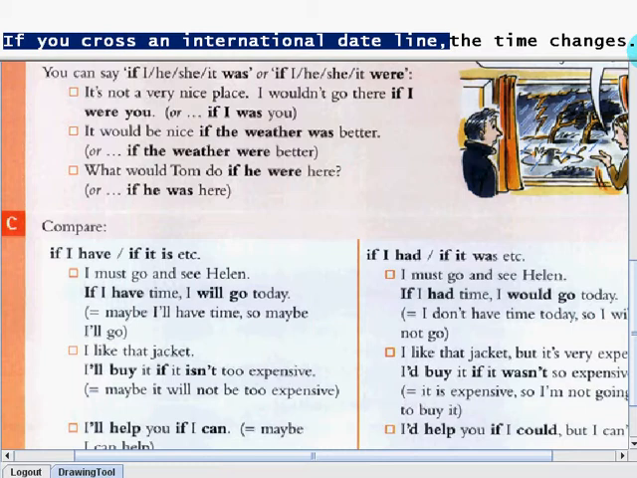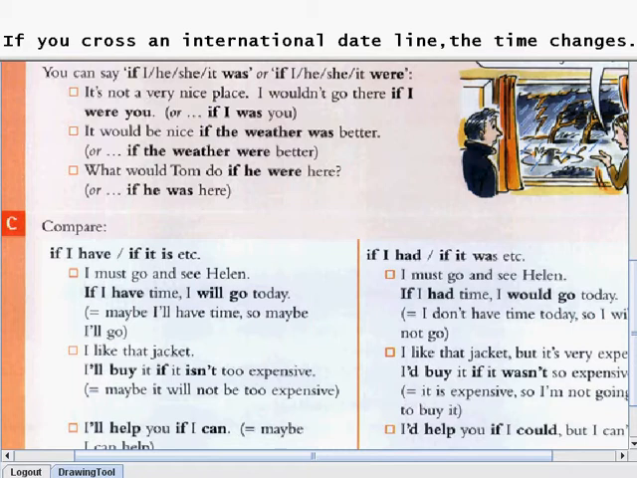But if our if is in the second clause, it will become: The time changes if you cross an international date line. We put the word if in the middle, and the second clause will be in the first part of our sentence, right?